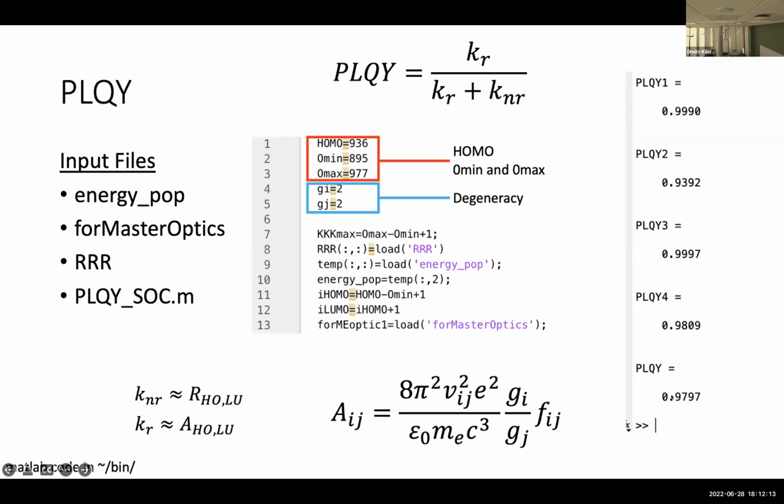So for this code, we use the average value for the near degenerate band gap transitions as our photoluminescence quantum yield, which is why we have 4 values here and then a final value. So we calculated for HOMO to LUMO plus 1, HOMO minus 1 to LUMO, HOMO minus 1 to LUMO plus 1. And then take the average of that value. And that's the end of my presentation.